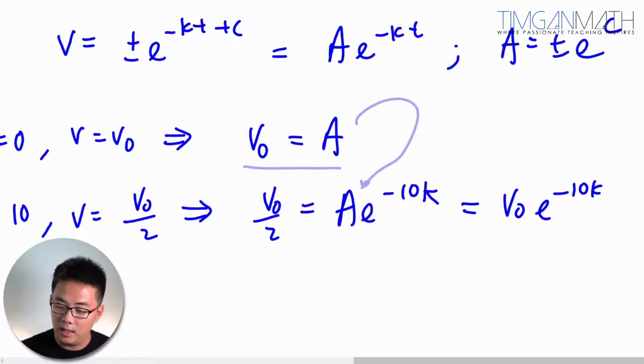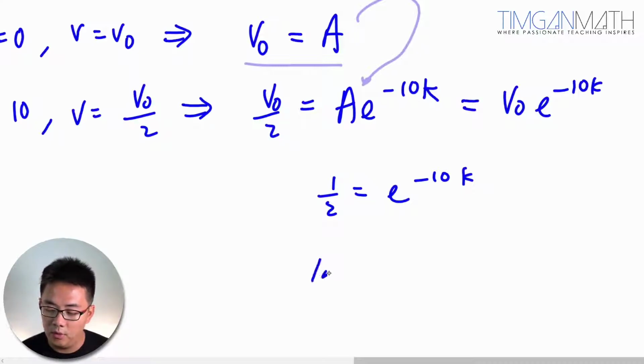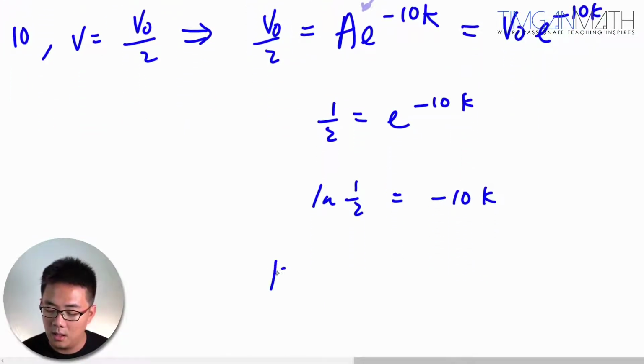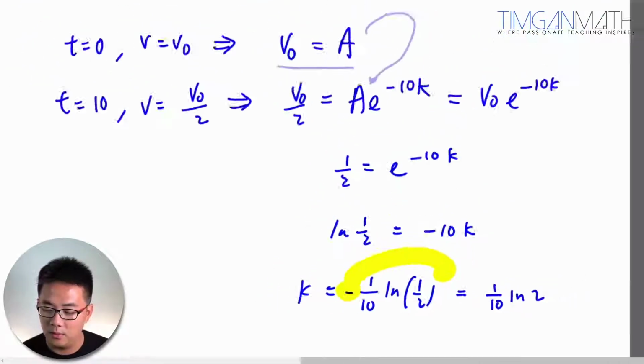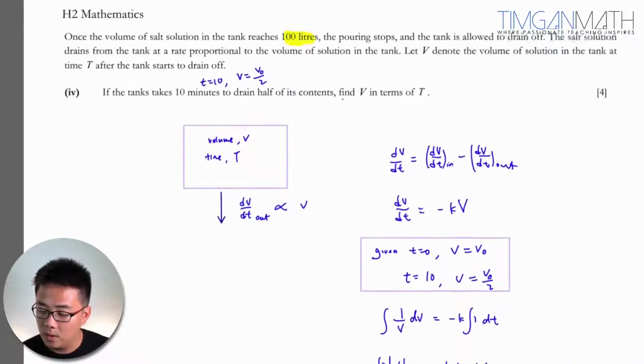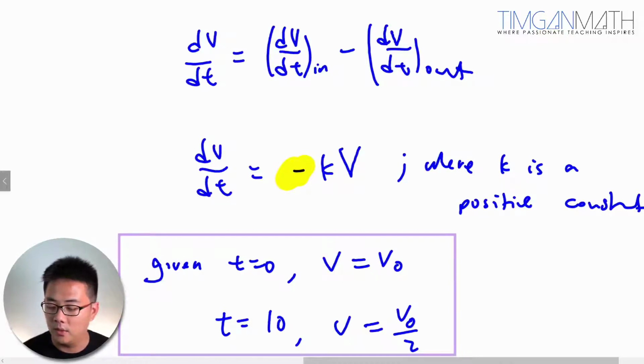So what we get is half equals e to the minus 10k. So ln half equals minus 10k, so k is 1 over 10 ln half. The minus 1 can be brought up to the power, so k is 1 over 10 ln 2, where k is a positive constant. It has to be positive because the volume is going down, so the rate is negative.